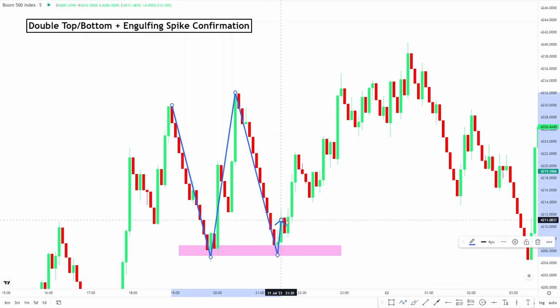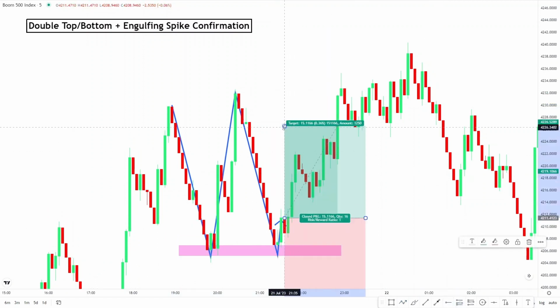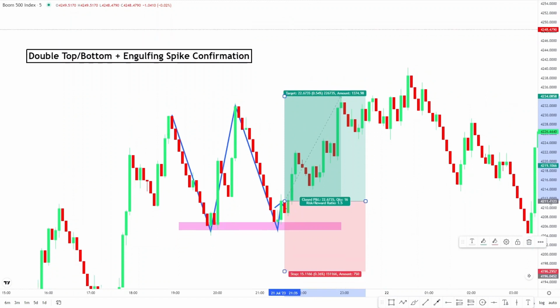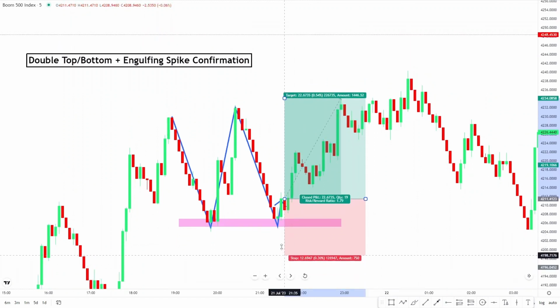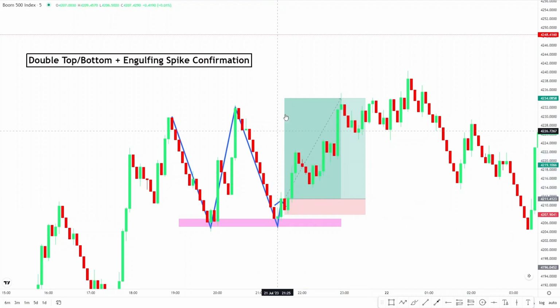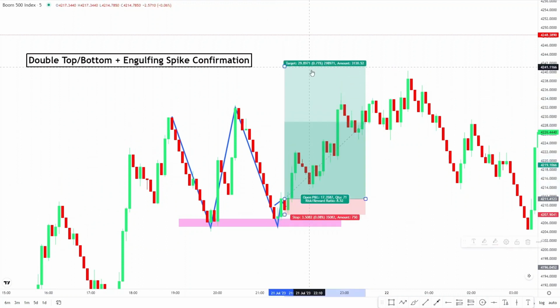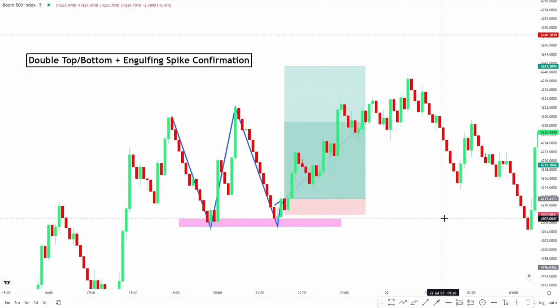So at this point right here, this is where you're going to be looking for your entry. And you're going to enter this point, and then you're going to target upwards. And then as for your stop loss, you just want to make sure that you put it in any area below the engulfing candlestick spike at this particular point, and then you enter your trade like this, guys. So as you can see, guys, as simple as it is, this is how you can catch these major moves.